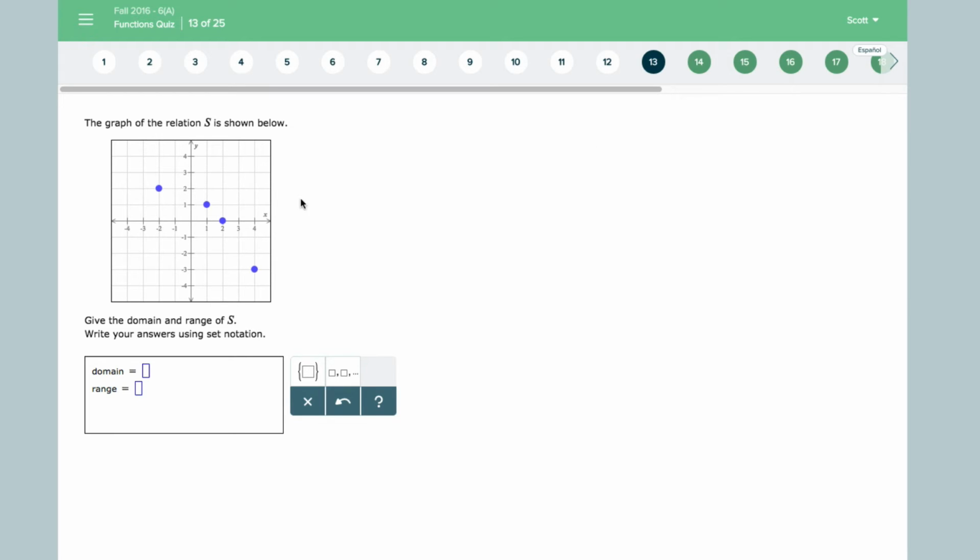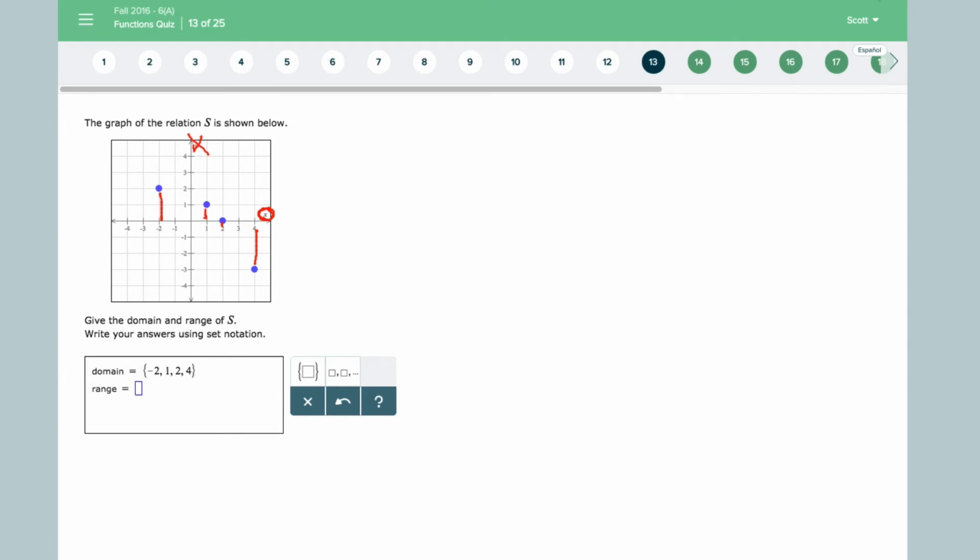Okay, domain and range. In this case, we don't have any lines or anything. We just have X's and Y's. So we're going to look at all the X's. That one goes to 2. That one goes to 1. That one goes to 2. And that one goes to 4. We're looking at all the X's, not the Y's. We don't care about the Y's. Okay? So our domain are all our X's. We have -2, always smallest to biggest, 1, 2, and 4.